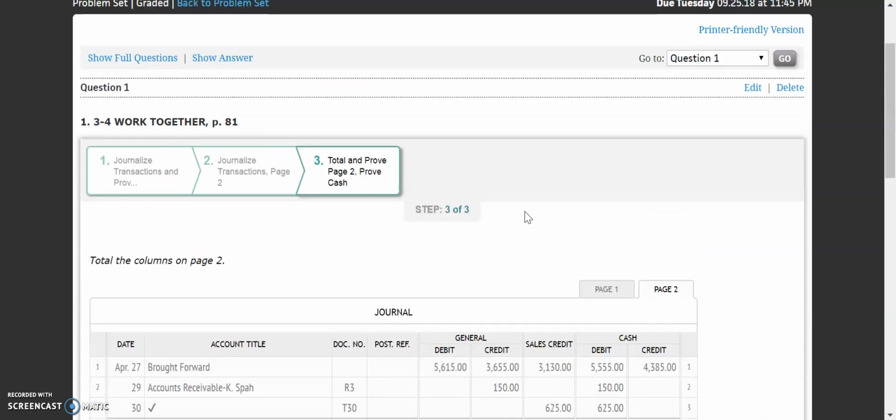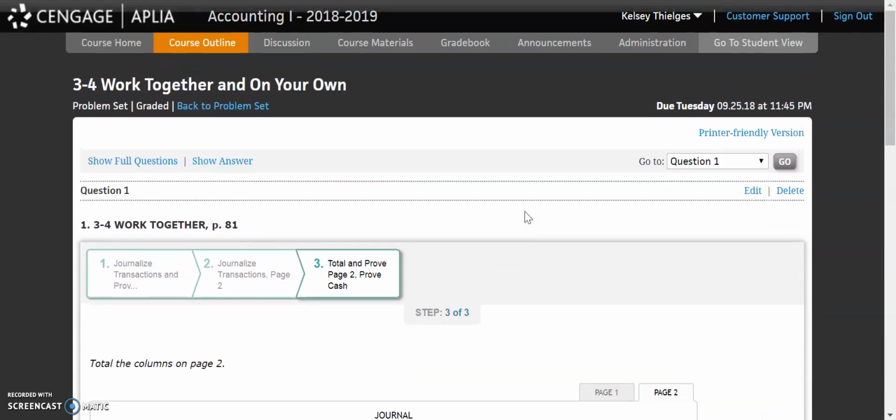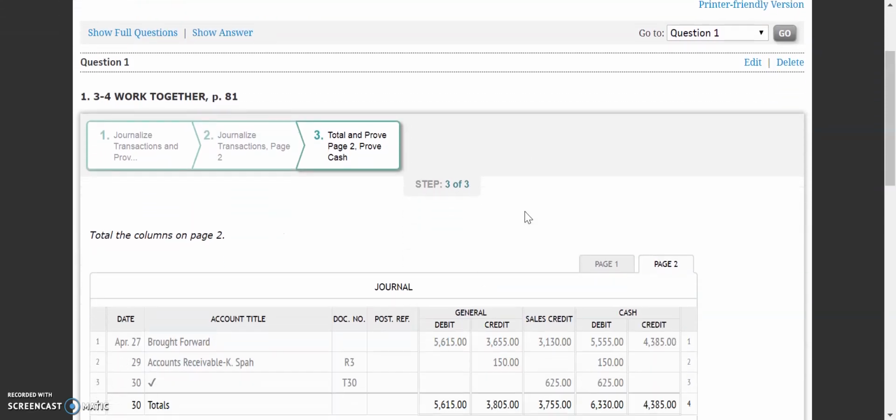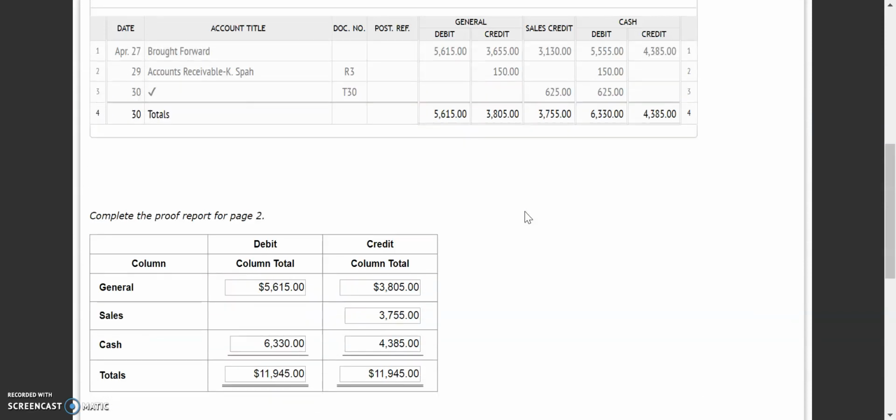So that's the end of our work together. You can head on over and do your 3-4 on your own. Your application problems, I believe there are 2 of them for 3-4. You've got 2 of them to do, some extra practice. And then don't forget about your terms and questions as well.